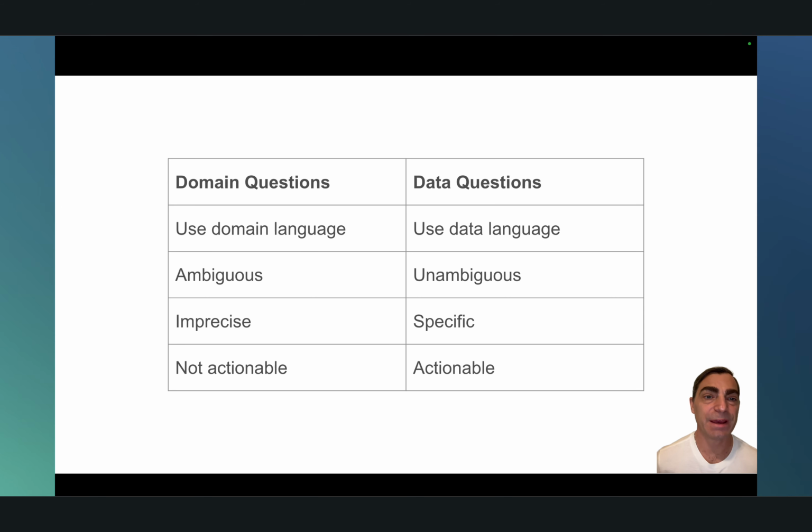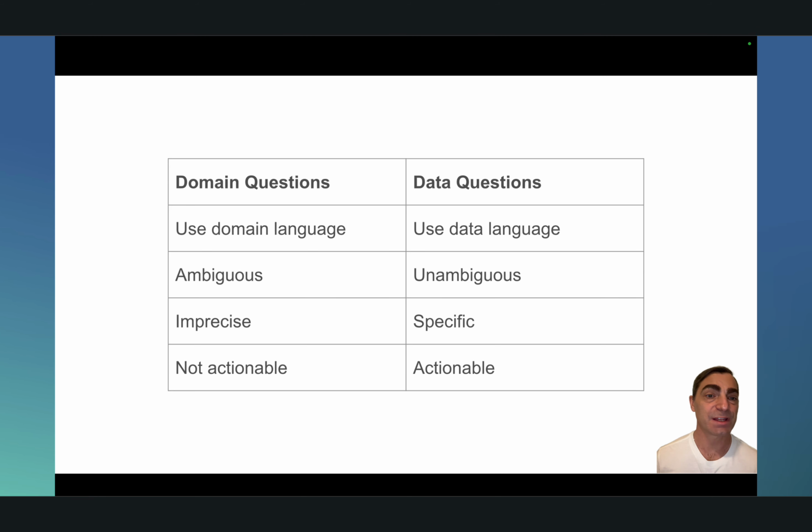So here is a comparison between domain questions and data questions. Domain questions tend to use the language of the domain, whereas the data questions tend to use the language of the data. There can be some connections between the two. In fact, normally there should be connections between the two, but it's important to be mindful of the fact that the language used by domain experts and in the domain tends to be vague, and you will have to find a connection between the questions expressed in the domain versus the questions that you can answer with the data.